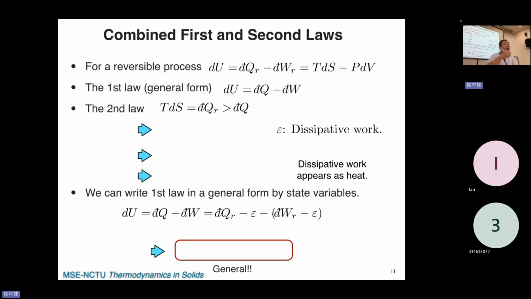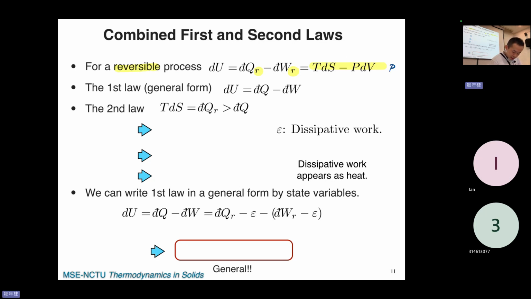And we noticed that we always mention this should be a reversible process. So you can see Qr, Wr, and TdS minus PdV. In the previous few pages, we introduced this based on the assumption of a reversible process. But can we take out the reversible assumption and make it general? Is this explanation limited to reversible processes? Can we combine them into the first and second law? Let's take a look.